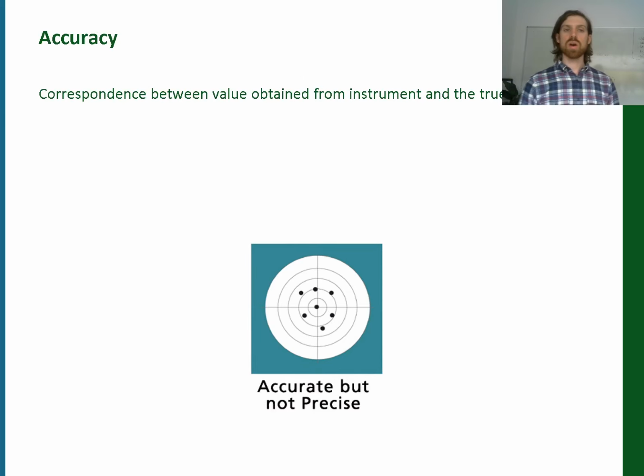And this contrasts with, or is separate from, this idea of accuracy, and that's where you have a relative degree of correspondence between a value obtained from a model or an instrument and the truth.